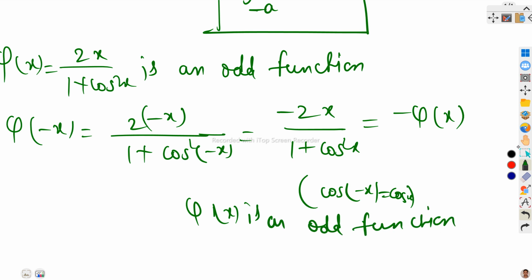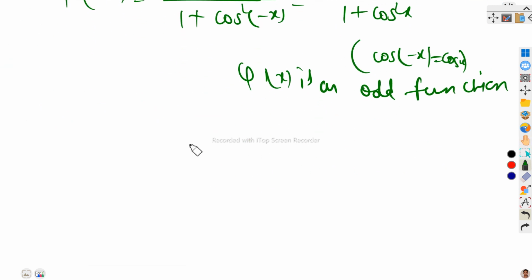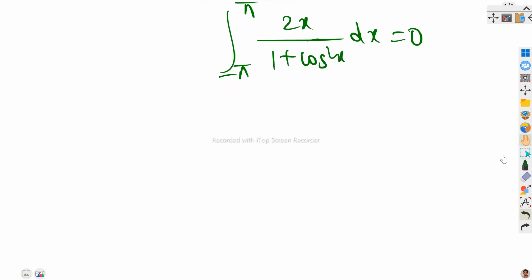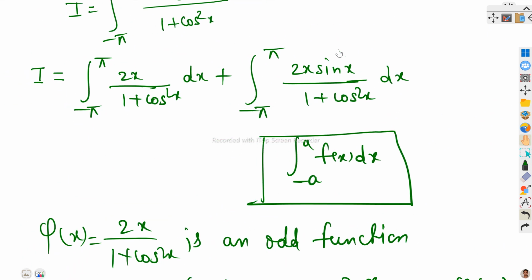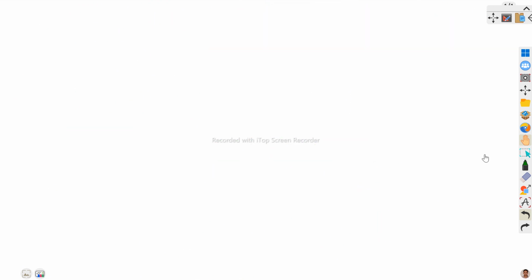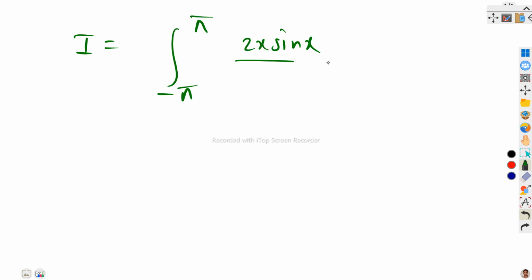Therefore, the integration from minus pi to pi of 2x upon 1 plus cos²x dx is 0. Again, we can check the second part of the integration. The first term becomes 0, and so our integration becomes I equals the integral from minus pi to pi of 2x sin x upon 1 plus cos²x dx.